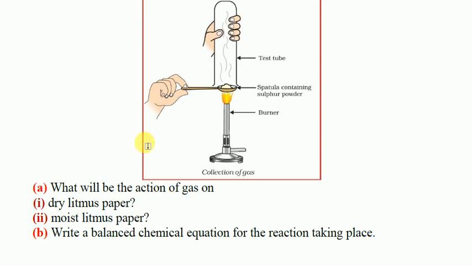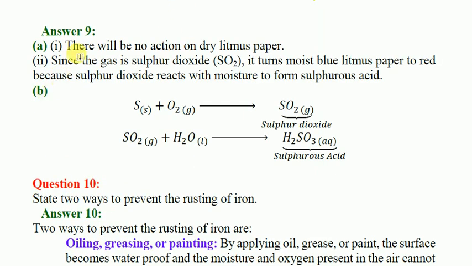Okay, now let's look at the answer. They are asking the nature of sulfur dioxide gas, its reaction with dry litmus paper and moist litmus paper, and the balanced chemical equation. The answer is that there is no reaction with the dry litmus paper. I said very clearly, there is no reaction with dry litmus paper.